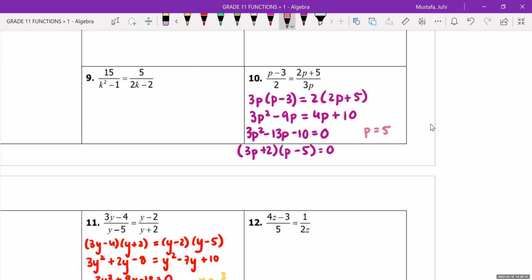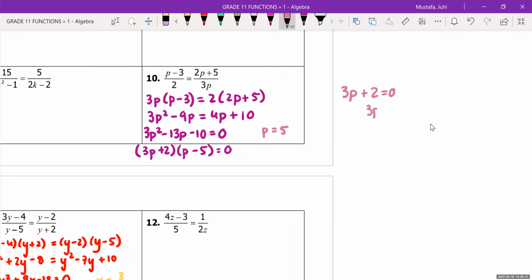And I'll just show you the work one time when the bracket is a little bit more complicated. So you're basically just doing 3p plus 2 is equal to 0. You see that? I'll move the 2 over to the other side. So 3p is equal to negative 2. I'll divide both sides by 3. And so my answer is going to be p is equal to negative 2 over 3. So that means there are 2 answers to this question.